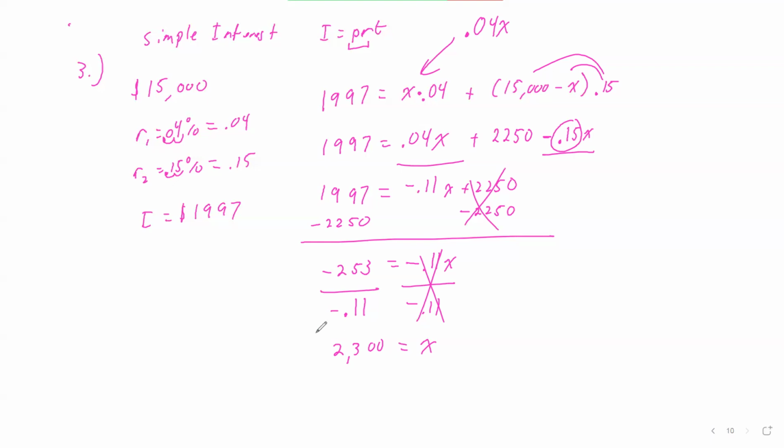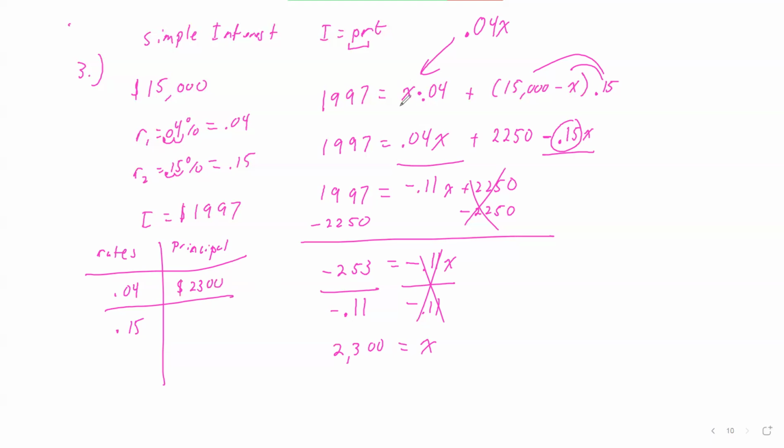Now, what we can do is the same thing I did with the other one. Here's my rates. Here's my principal. I had 0.04 and I had 0.15. So how much money went into the 4% rate? Very good.